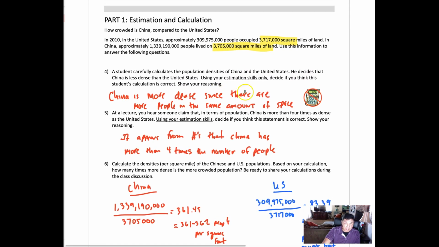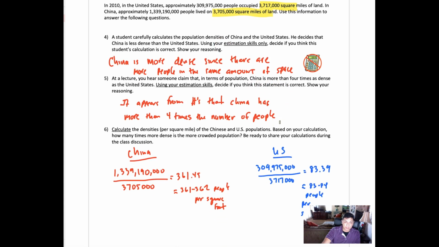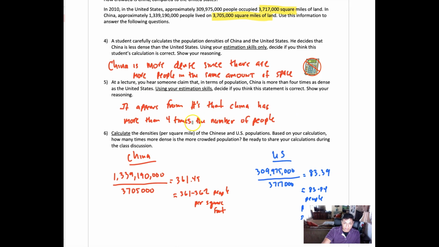And that would be China again, because there are more people, 1.3 billion compared to 309 million people within approximately the same space. So they'd be more dense there. And so again, looking at this here, we can answer those questions 4 and 5 with that idea.